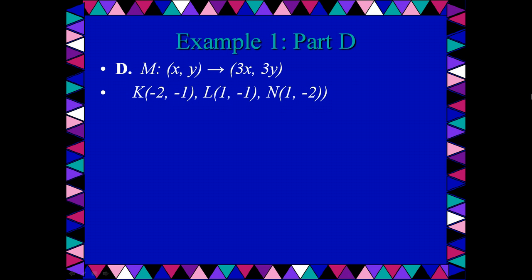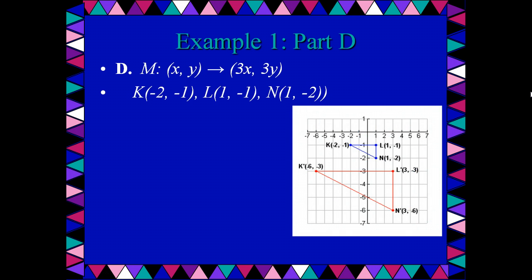Part D, let's map (x, y) onto (3x, 3y). So if we look at this picture, we start with this small blue triangle right here, and we multiply everything times 3. And you can see that this becomes quite large and moved. This is a dilation with a scale factor 3 and center (0, 0).